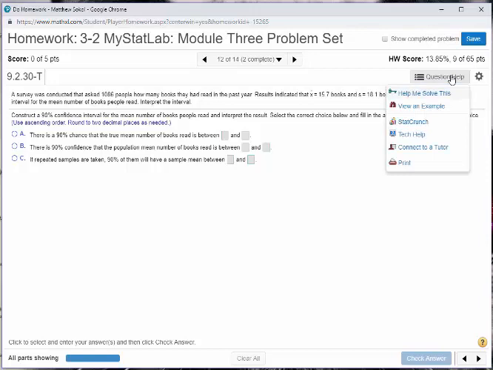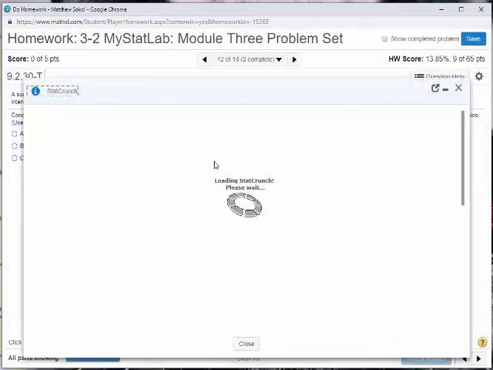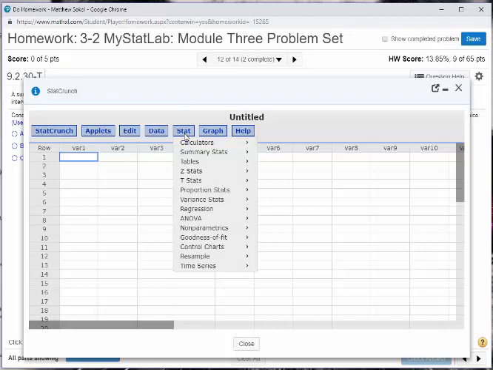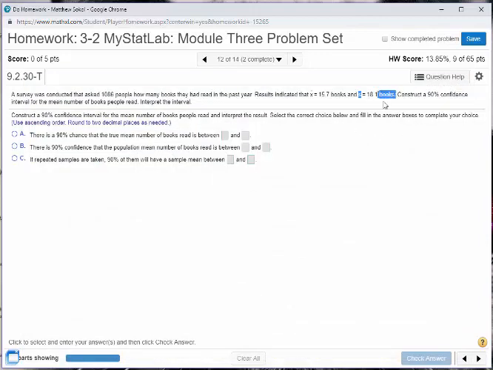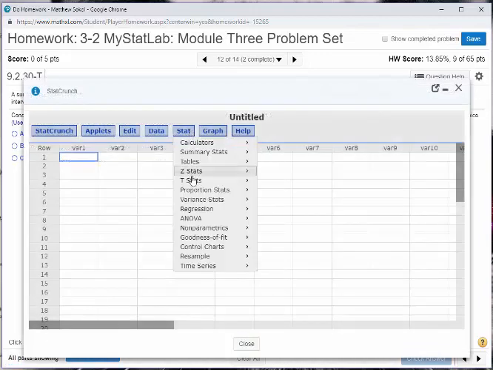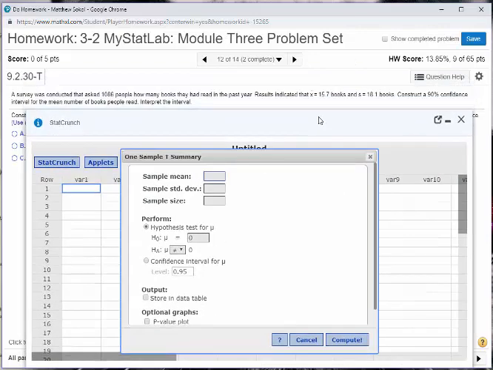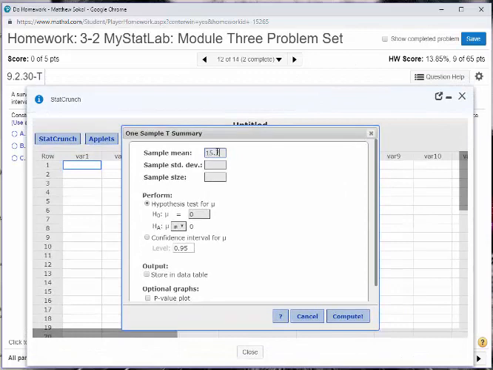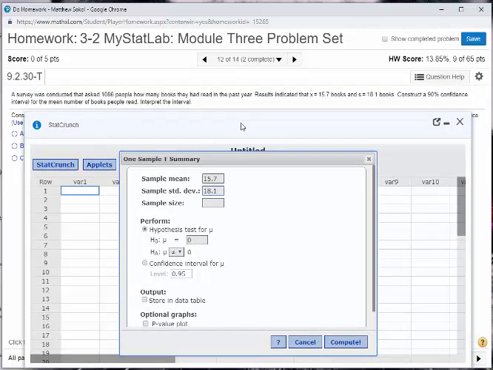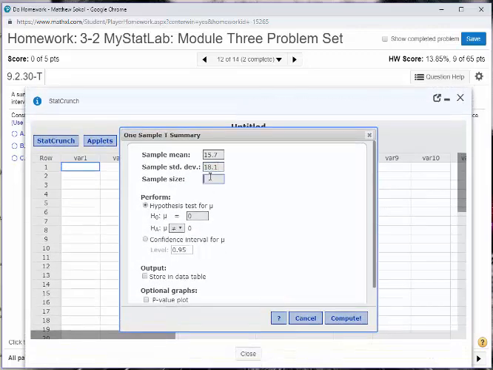The way you're going to do this in StatCrunch, you're going to load this up. And when you click Stat, here's where it gets a little confusing. You have this button called ZStat and TStats. Now, whenever you're given a sample standard deviation, like S is equal to 18.1, you're always going to use the TStat. So I'm going to go TStat, one sample, and they gave me the summary of the data. So the sample mean, people on average read 15.7 books. The standard deviation was 18.1 books. And the sample size here was 1086.